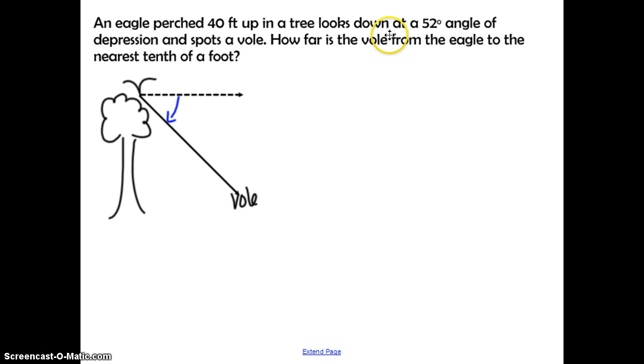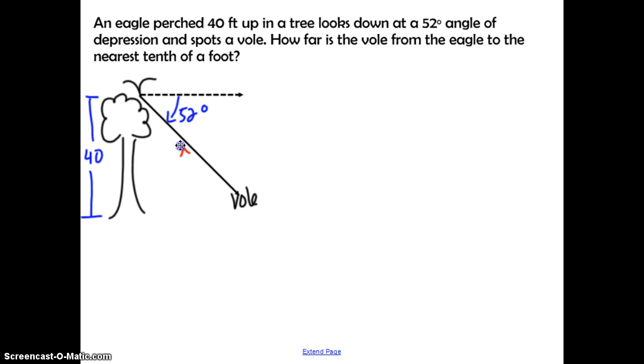Now, if we keep reading the problem, well, I guess first we can label what we know. It says the angle of depression is 52 degrees, and the eagle is 40 feet up in the air. So this is 40 feet. Alright. When we keep reading, it asks, how far is the vole from the eagle to the nearest tenth of a foot? So we actually want to know how far the eagle is from the vole.